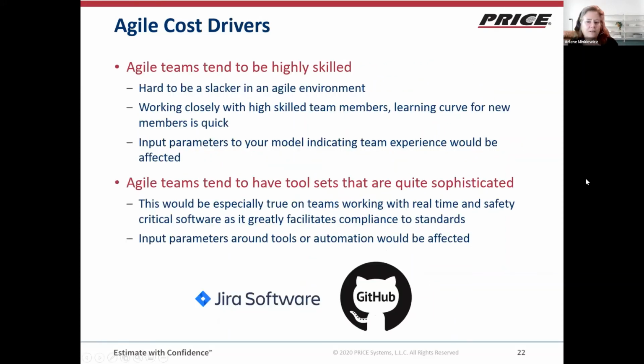So some of the things you want to think about, agile teams do tend to be highly skilled. It is hard to be a slacker in an agile environment. You're co-located with your coworkers, you're pair programming sometimes. You can't be on Amazon while everyone else on the team is working on a specific problem because everybody's going to know it. And agile teams tend to drive each other to their limits.